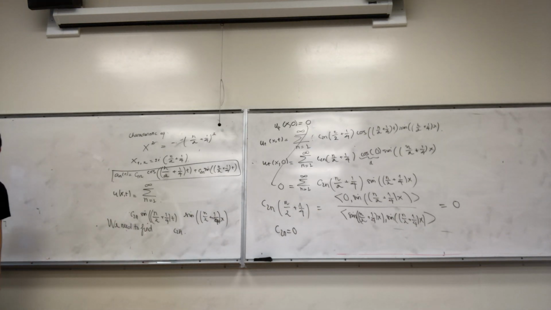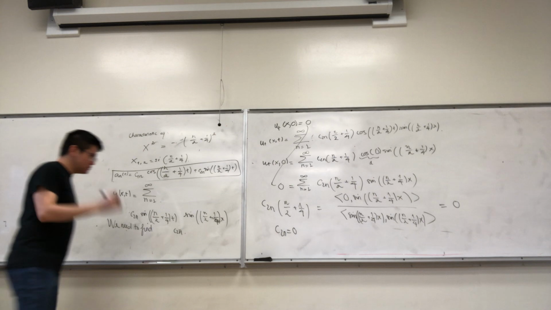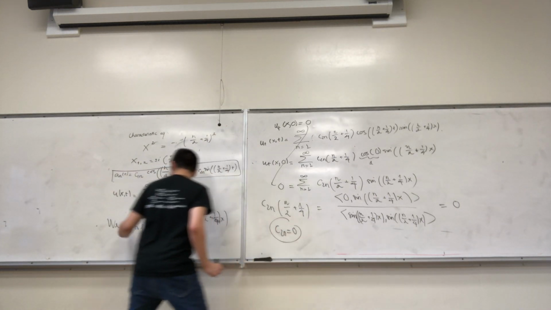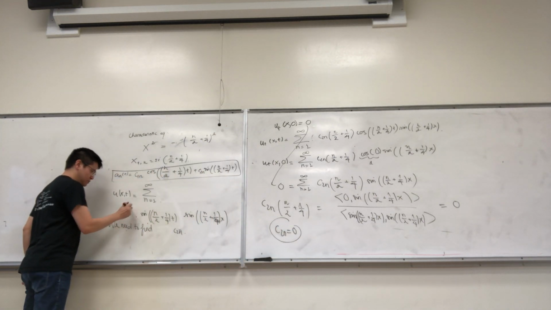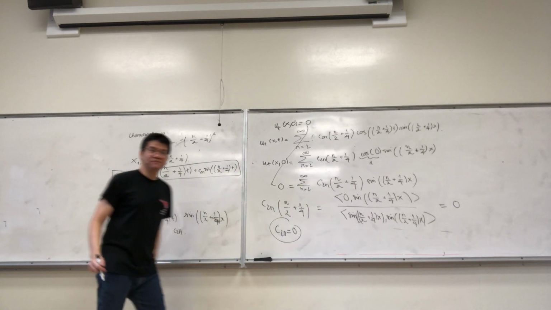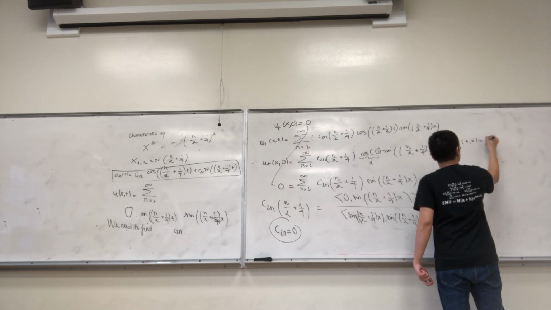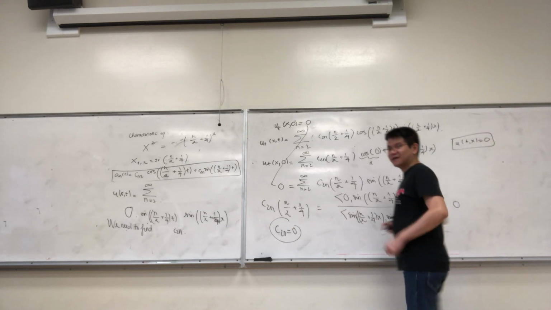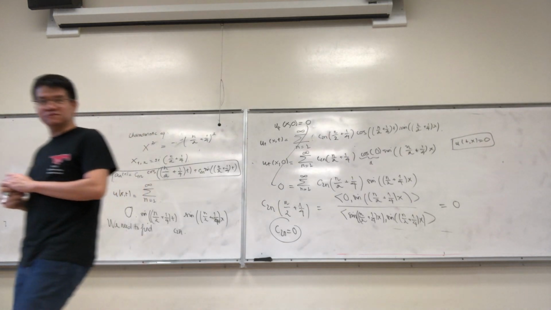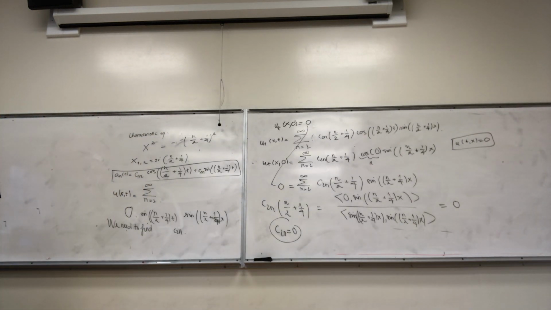So what is the solution now? Since c2n is 0, you replace that as 0 here. You have a series of all zeros, so u(x, t) is going to be 0. So this equation has only one solution, which is 0. Questions? That's good.